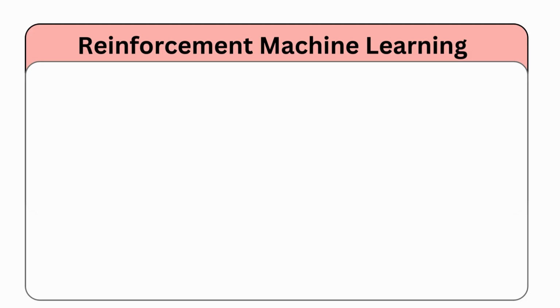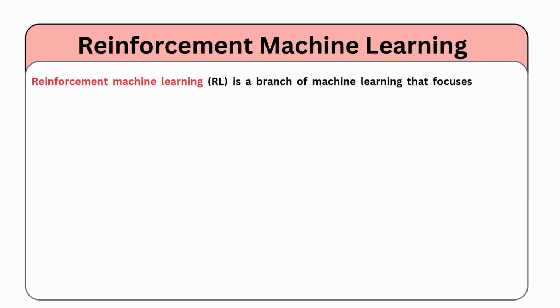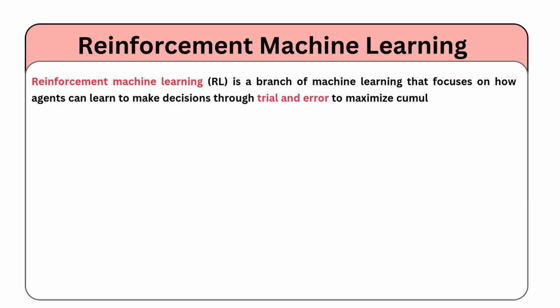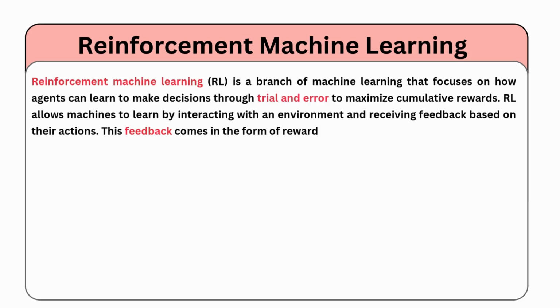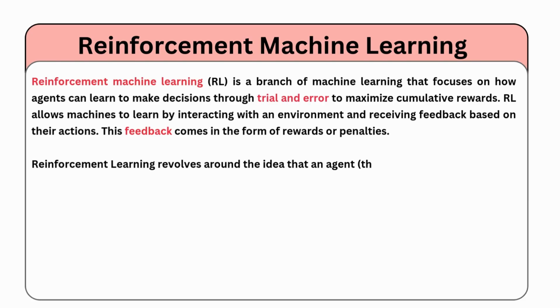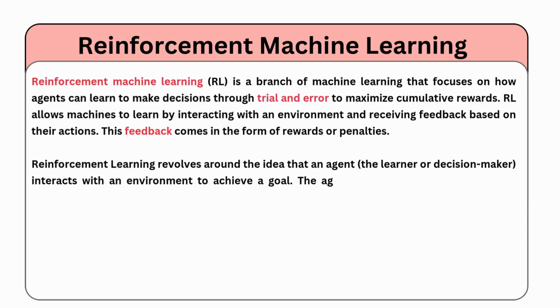Let's understand reinforcement machine learning in detail. Reinforcement machine learning is a branch of machine learning that focuses on how agents can learn to make decisions through trial and error to maximize cumulative rewards. RL models allow machines to learn by interacting with an environment and receiving feedback based on their actions. This feedback comes in the form of rewards or penalties. Reinforcement learning revolves around the idea that an agent, the learner or decision maker, interacts with an environment to achieve a goal. The agent performs actions and receives feedback to optimize its decision making over time.